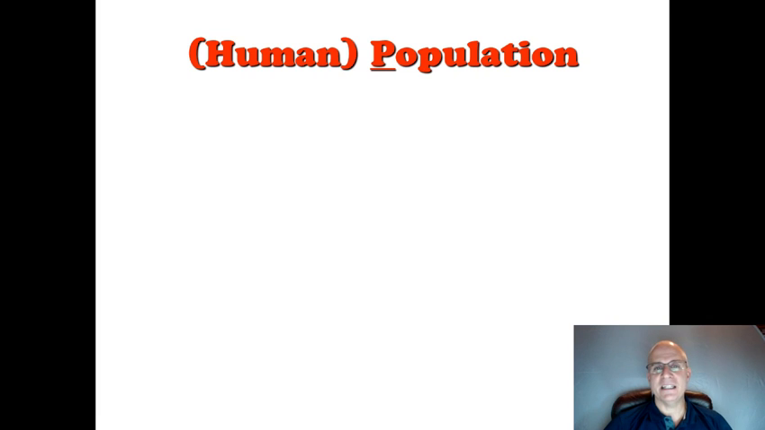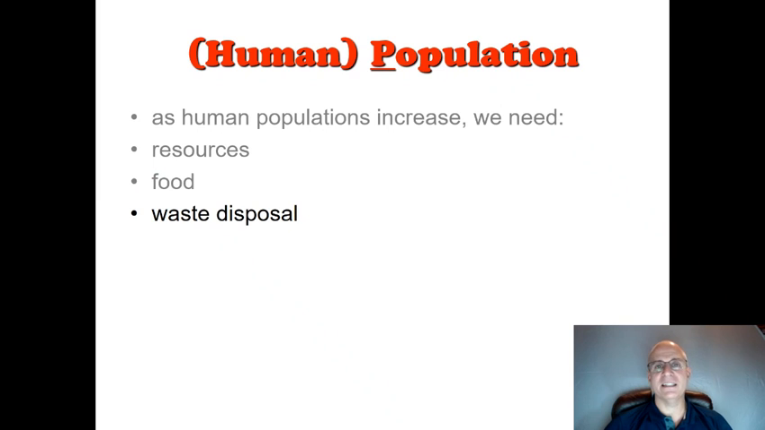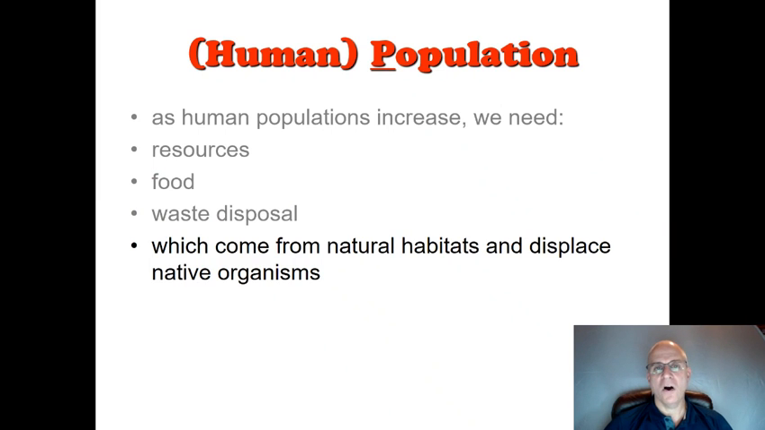The second P in CHIPO stands for the human population. So as human populations increase, we need more resources. So you've got to have the metals and the plastics for your new cell phone. We need to grow food. We need to get rid of our wastes. And all of this is going to come from natural habitats. And when we make a new farm, or when we dig a new mine in order to get the raw materials, we're going to be displacing native organisms there.